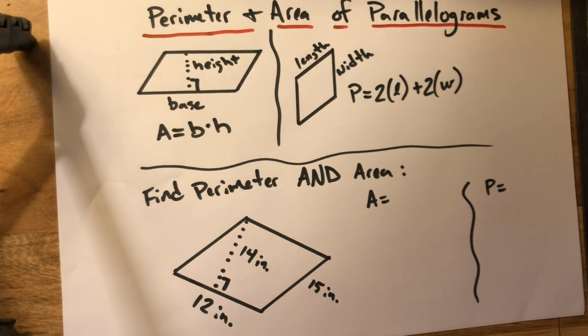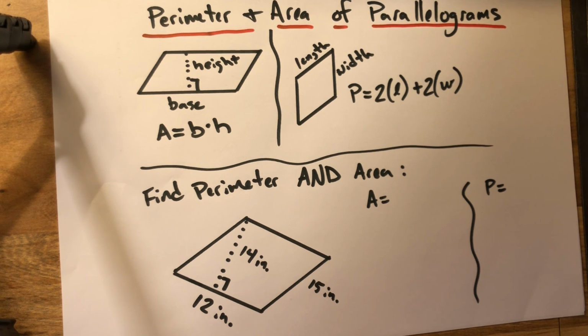Let's practice a couple problems, or at least one problem here. I said find the perimeter and the area. This is going to replicate onto your assignment for this lesson. You'll have 6 problems finding the perimeter and the area, so please make sure that you answer both.